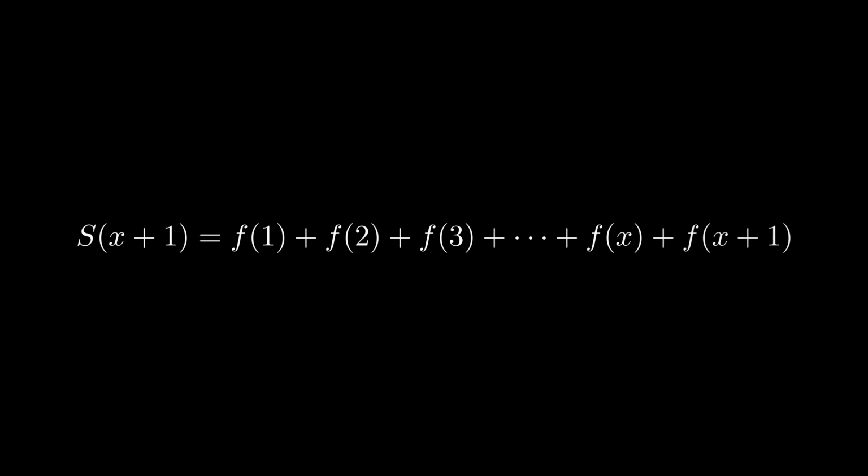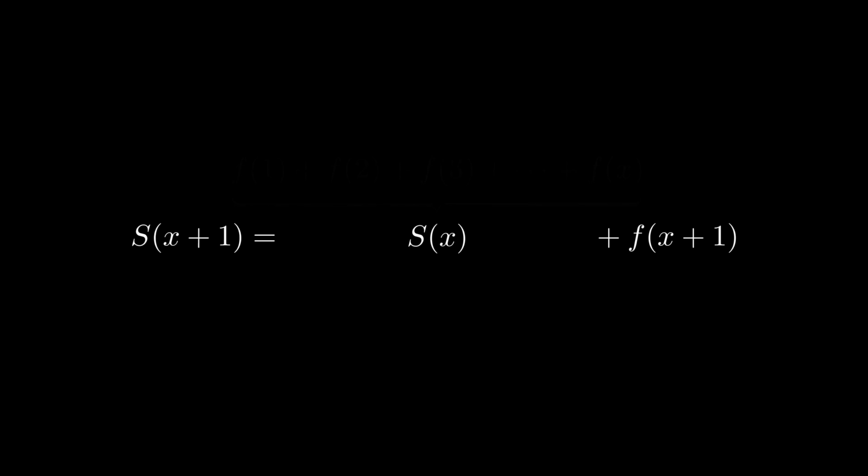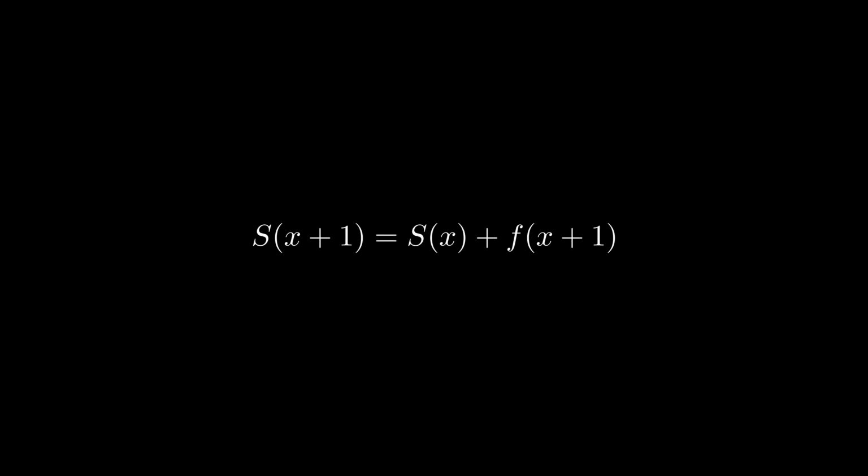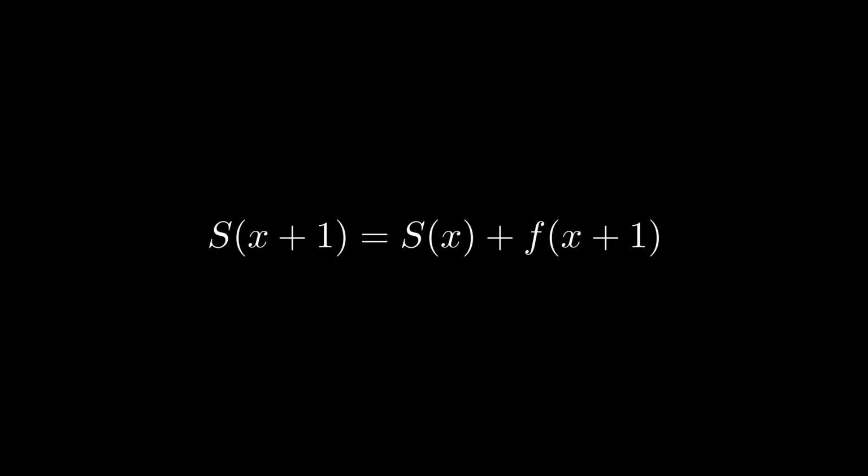This is f of 1 plus f of 2 plus f of 3, and so on up to f of x, and finally f of x plus 1. But everything except for this last term is just the definition of s of x. So we can substitute that in, and we're left with this. S of x plus 1 is s of x plus f of x plus 1.